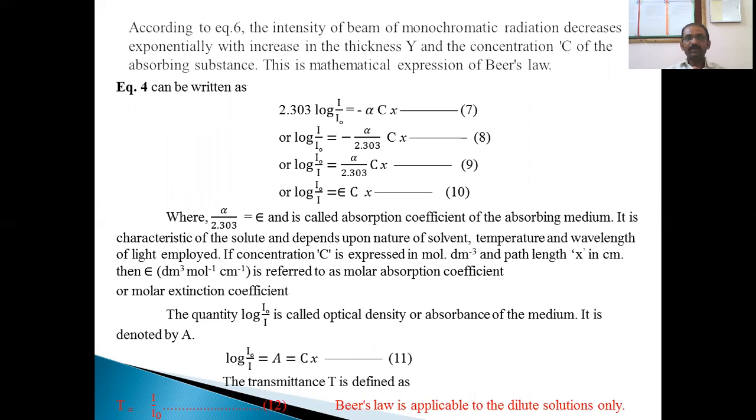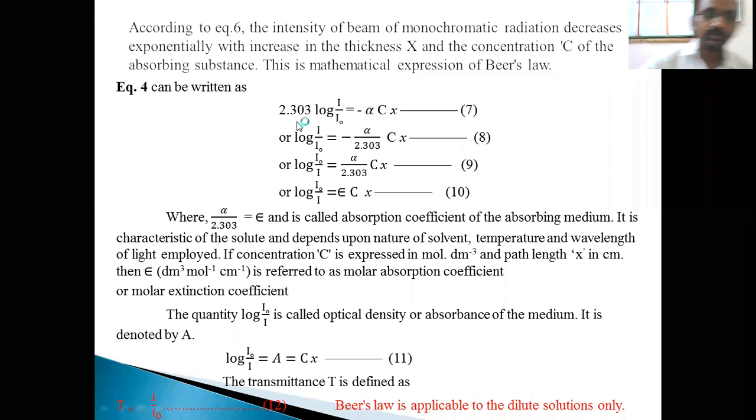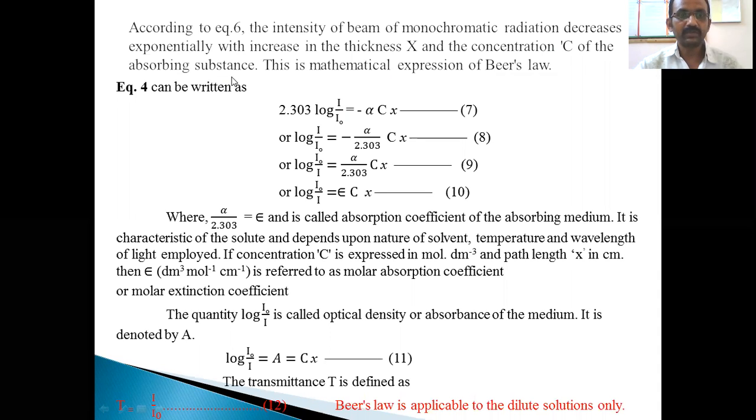the intensity of a beam of monochromatic radiation decreases exponentially with increase in the thickness and the concentration C of the absorbing substance. This is a mathematical expression of Beer's law. Okay. So this becomes the thickness x and concentration C of the absorbing substance.